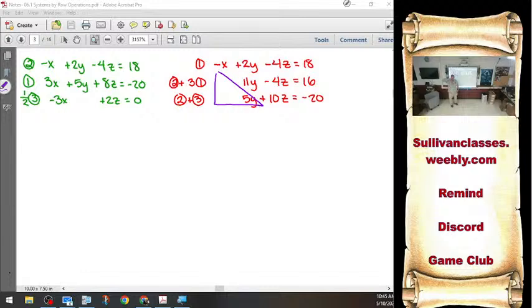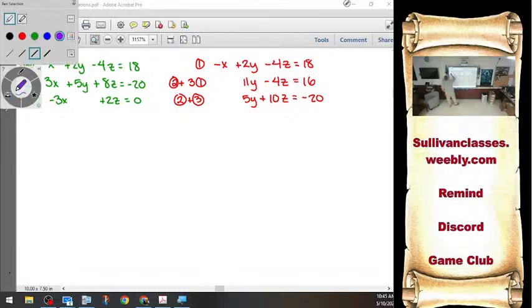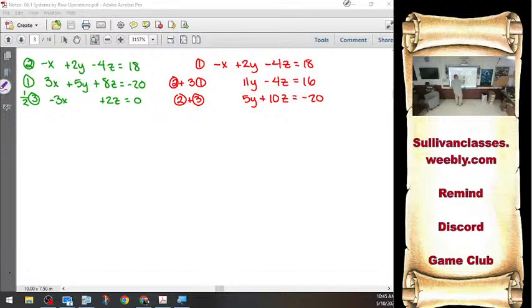Remember, I can swap rows at any time. So just make it easier by swapping the rows so that everything lines up the way you would like it to. Say this is equation 1: negative x plus 2y minus 4z is 18. Why don't I just say 1/5 of equation 3 goes here? Y plus 2z is negative 4.